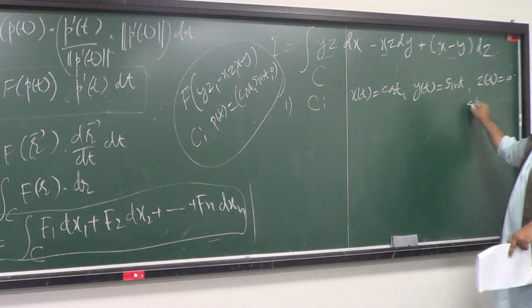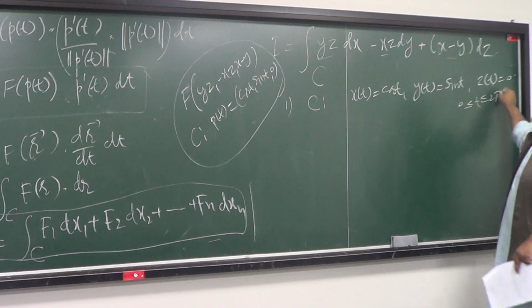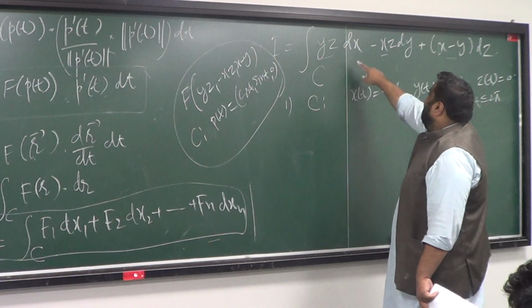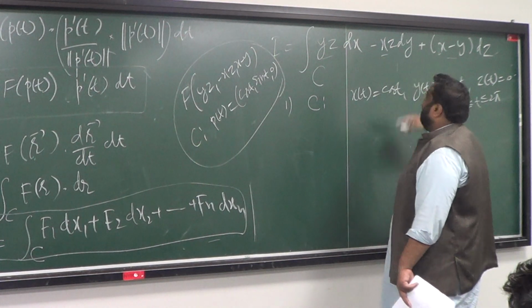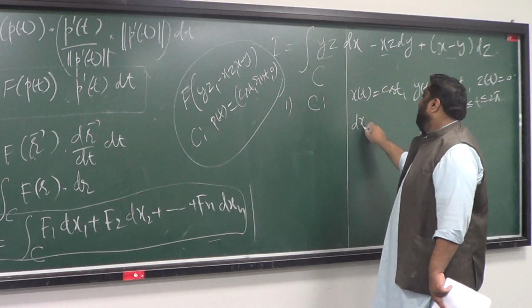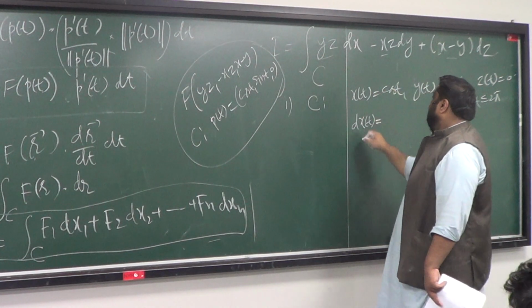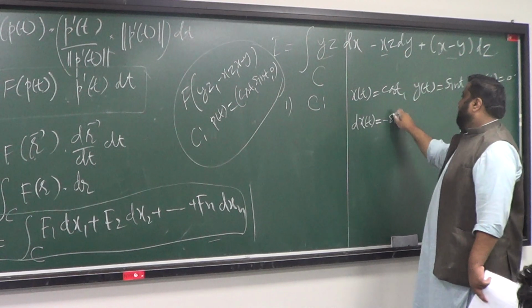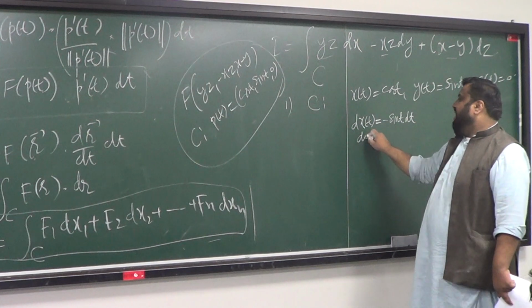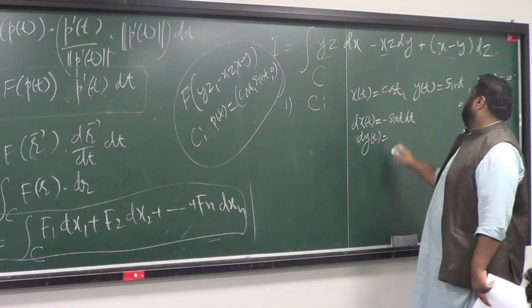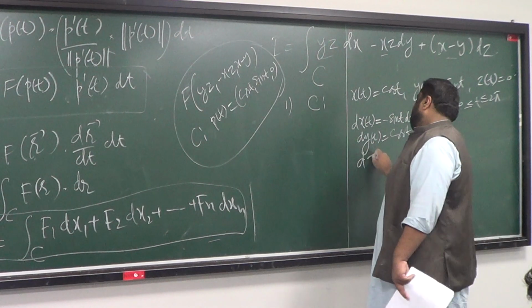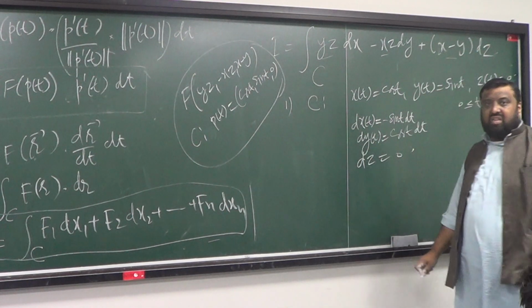By the way, for t, I know that it should be 0 to 2. So how can I do it directly? Just substitute every single value here. For example, you need to substitute dx of t. So what would dx be? It's going to be minus sin t dt. So what would dy be? It's going to be cos t dt, right? And dz is 0.